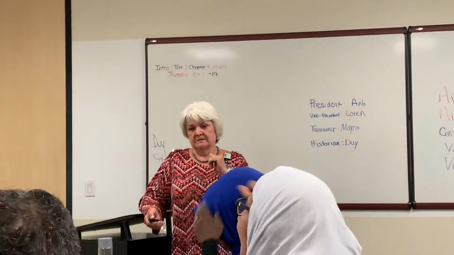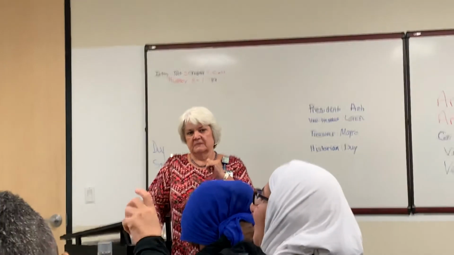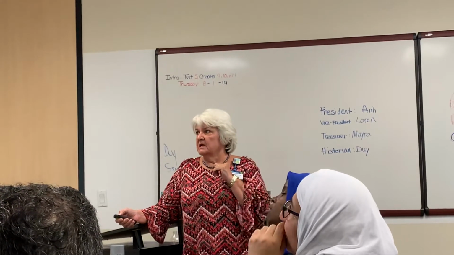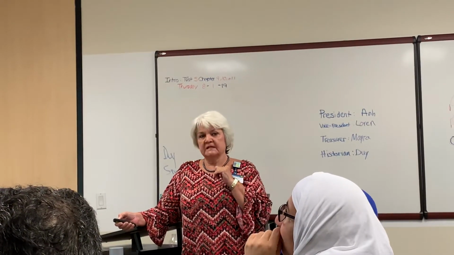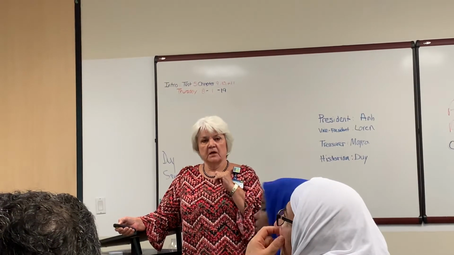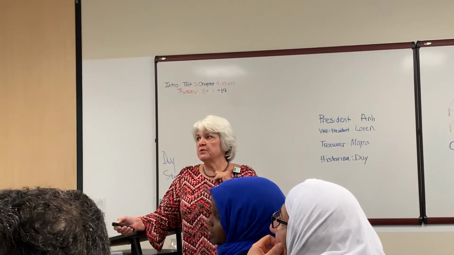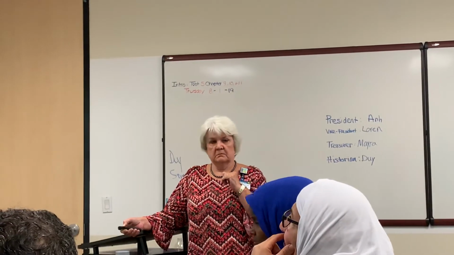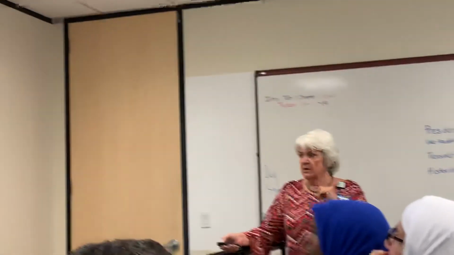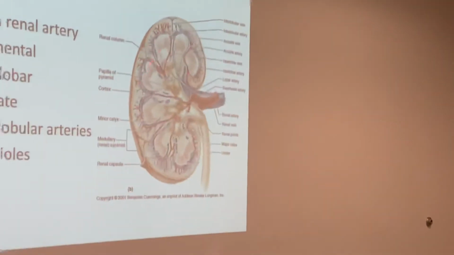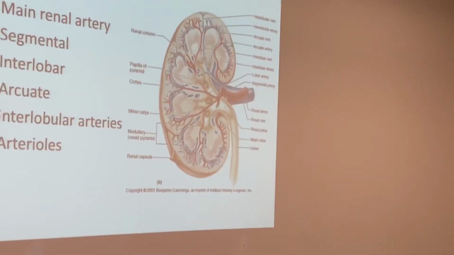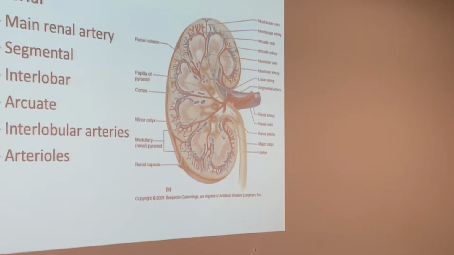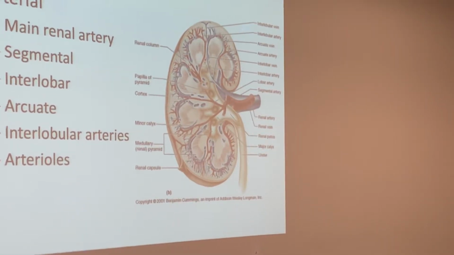Good. What are the lobes and the pyramids? Where the minor calyces are, that's a lobe. Everywhere you have a pyramid, that's a lobe. So how many lobes are here? 1, 2, 3, 4, 5, 6, 7 lobes. So how many interlobar am I going to have? 6.